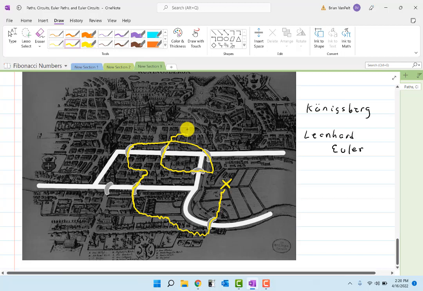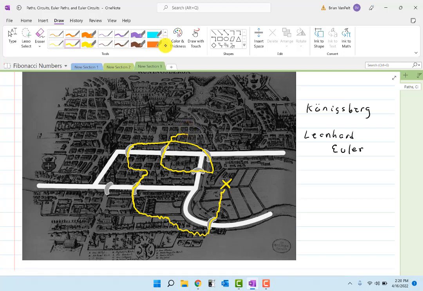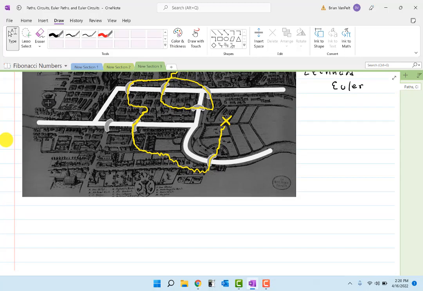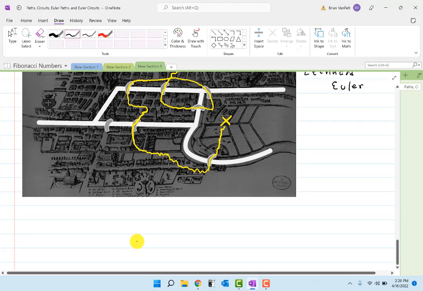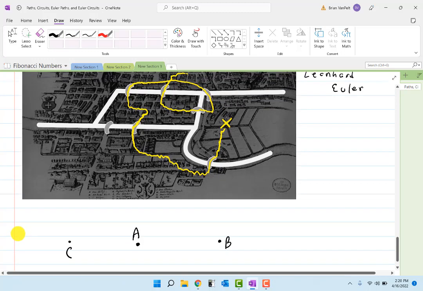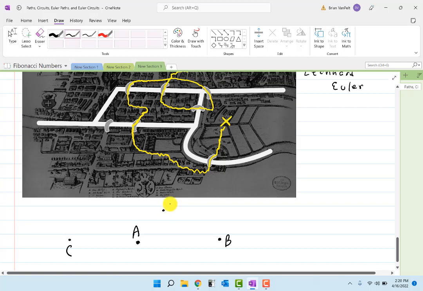Let me draw a picture of this situation, but let's mathematicize it, if I can use that phrase. Let me keep the picture up there. What I'm going to do is say land masses are like vertices, for example. So I could have an A, I could have a B, I could have a C. We have D, landmass D, and then landmass E.